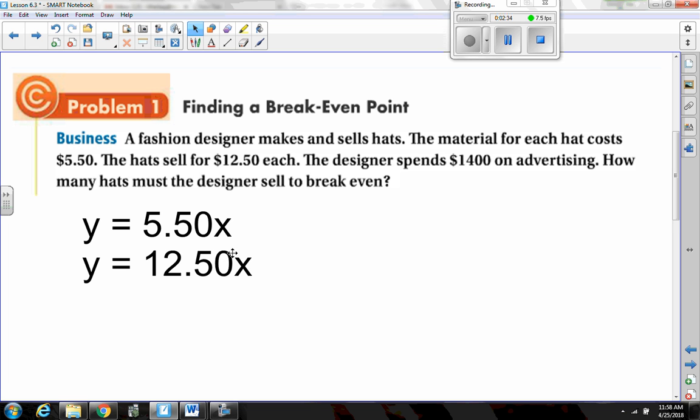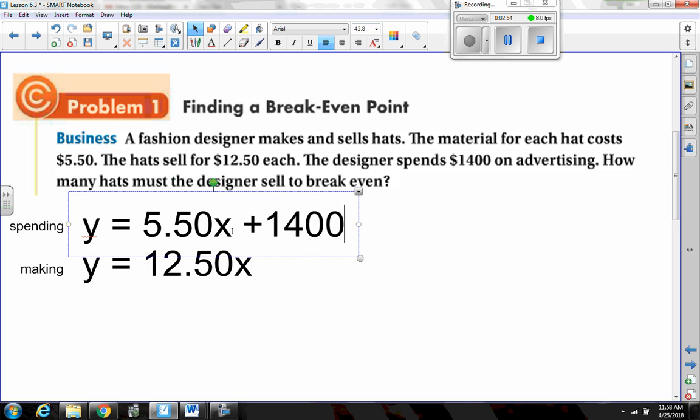Now the additional piece of information they told me is the designer also has to spend, remember this is my spending equation here, spending and my money that I'm making. So I'm also told that I am spending $1,400 on advertising. So in addition to the $5.50 for the materials of each hat, I'm spending $1,400 on advertising as well. Now this is an equation that we should be able to solve.